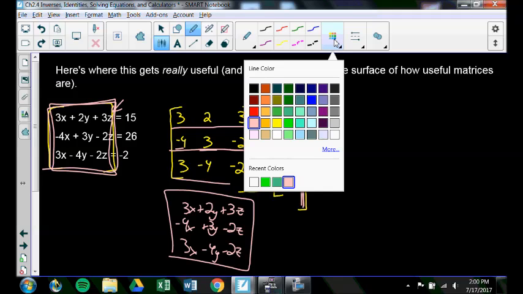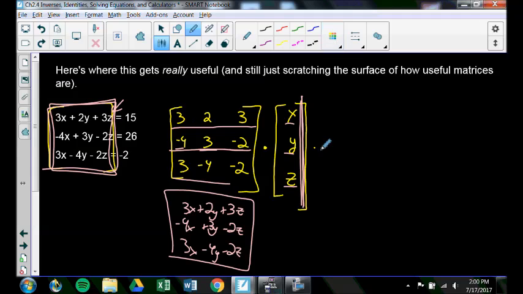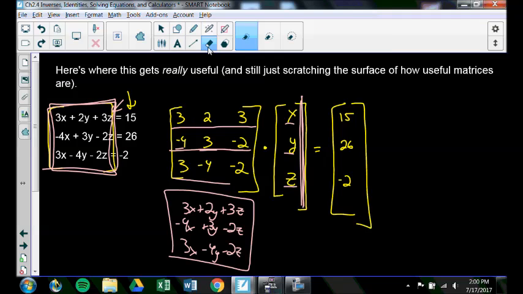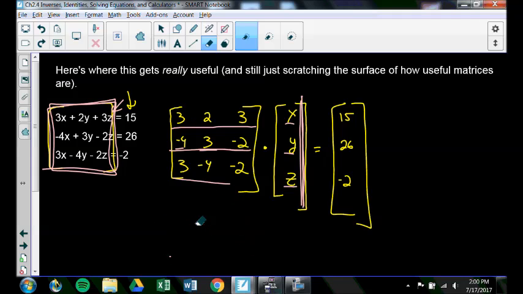Well, then now all I have to do is set it equal to a new matrix. 15, 26, negative 2. And I have taken the system of equations that were written as linear equations, and now it's written as a massive matrix equation. And this matrix equation I can solve with matrices, believe it or not.